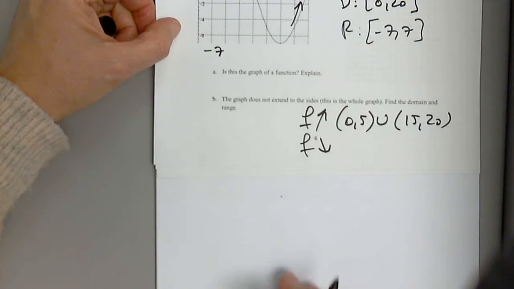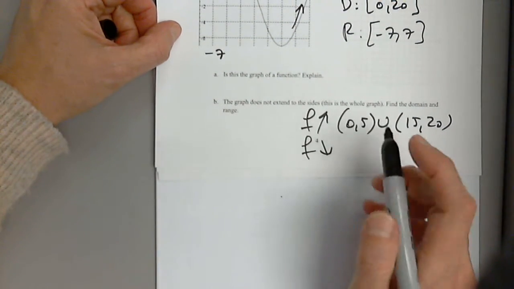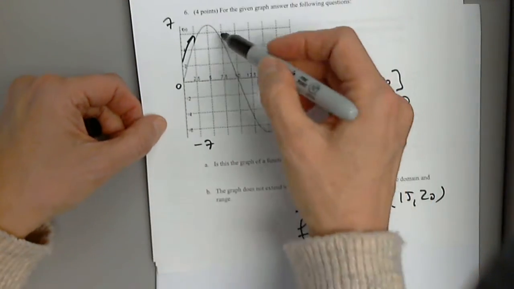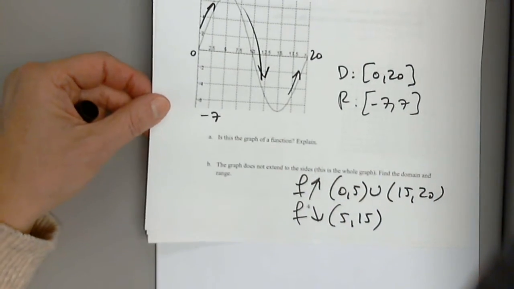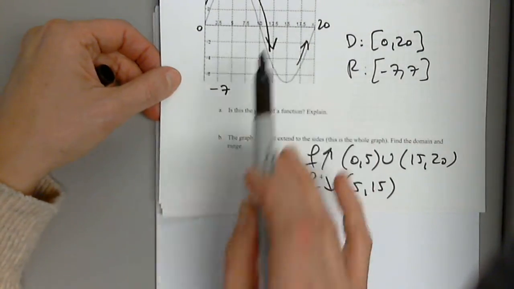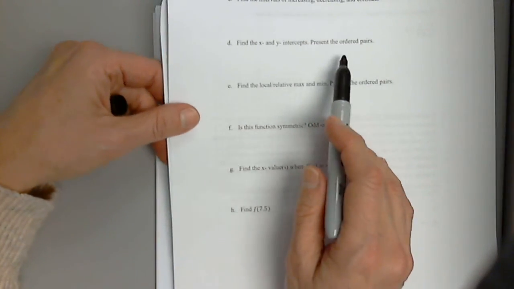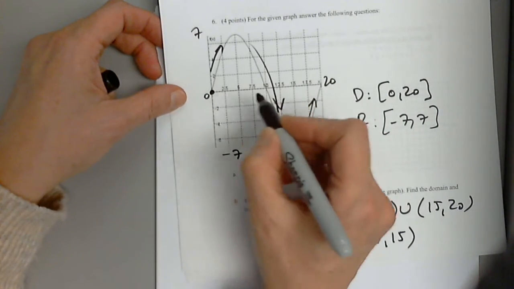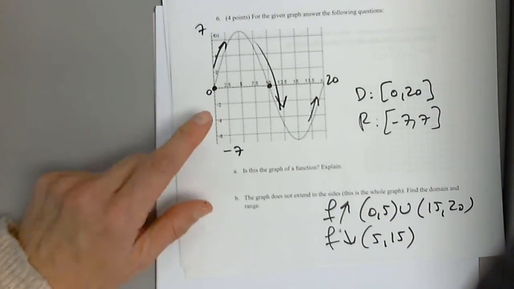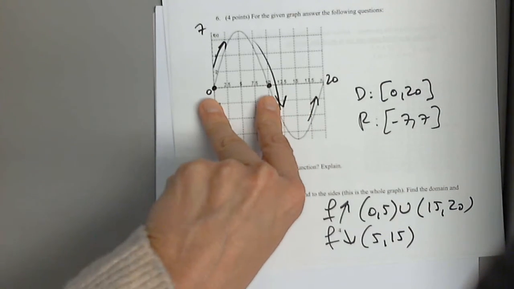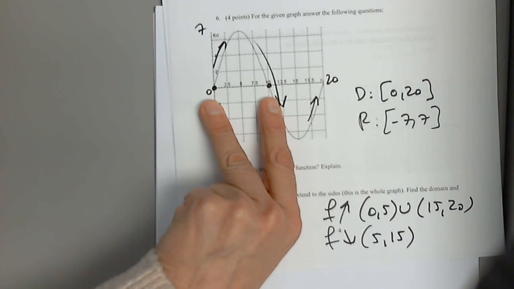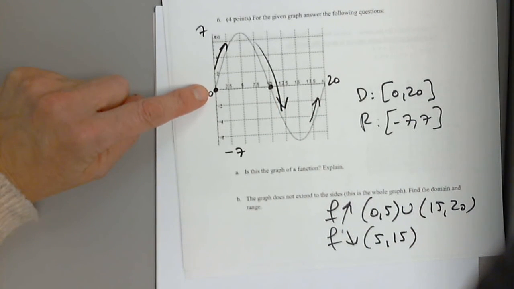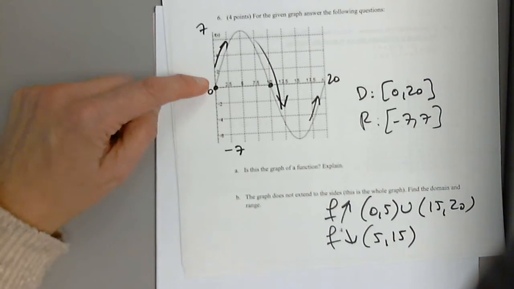Is this function decreasing? Yes, between 5 and 15. It's right here, for x between 5 and 15. Very good. Find the x-intercepts and y-intercepts, and present the ordered pairs. So here's one, and here's the other. So the x-intercepts are at 0 and 10. But what about the other x over there? What about 20? Yes, also.